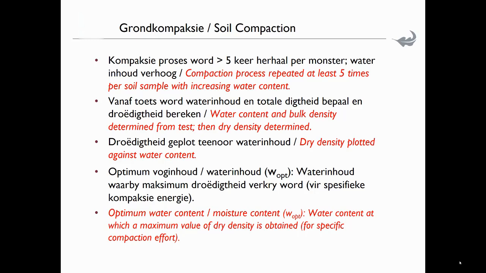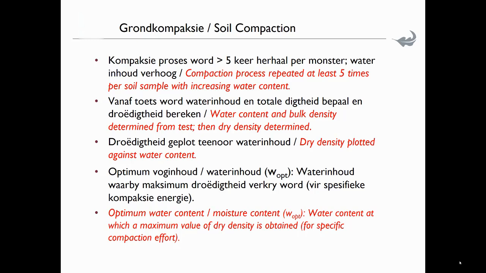This compaction process is repeated at least 5 times per soil sample with increasing water content. So you repeat it 5 times and you add a bit more water every time. From this test, we can determine the water content and bulk density. And then from that, we can determine the dry density. And the dry density is then plotted against the water content. And in the end, you can get the optimum dry density. What is the maximum density that you will ever achieve?